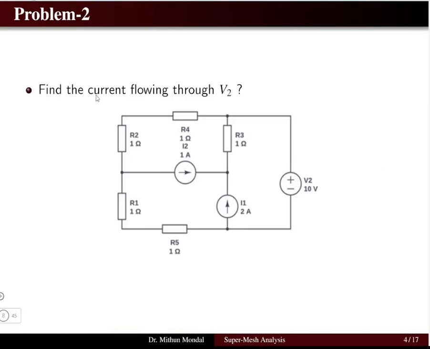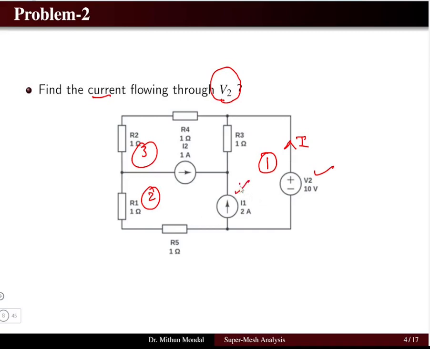Problem number 2, you have to determine the current that is flowing through the source V2. So we have the source V2 here. What is the current that is flowing through V2? So we can see that there are 3 meshes. If I take this one as mesh 1, this one as mesh 2 and mesh 3, so 3 meshes are there. It means that we have to write 3 equations corresponding to the mesh analysis.